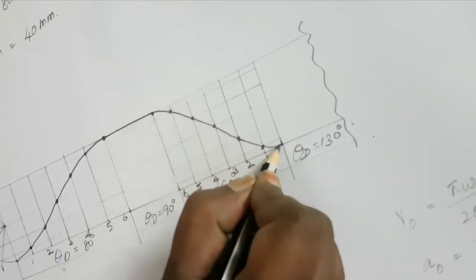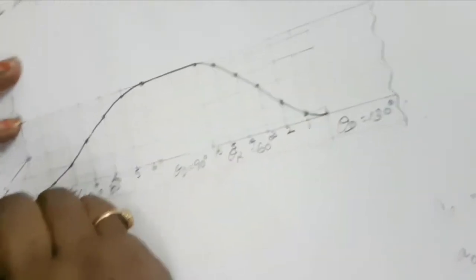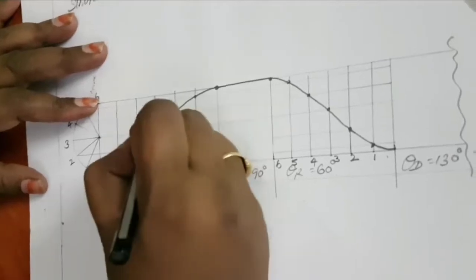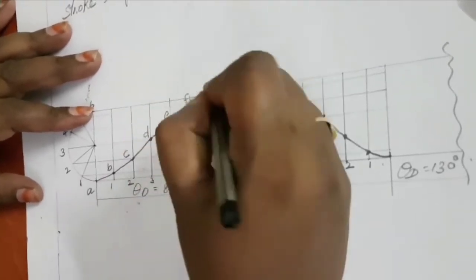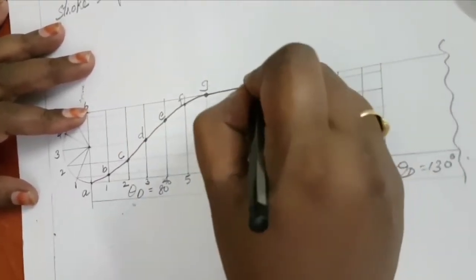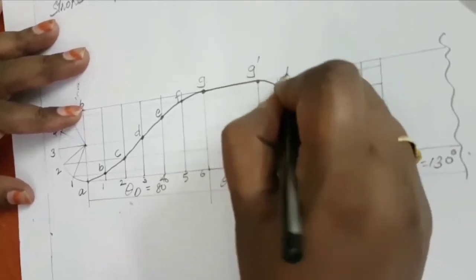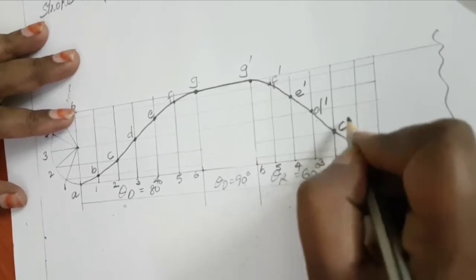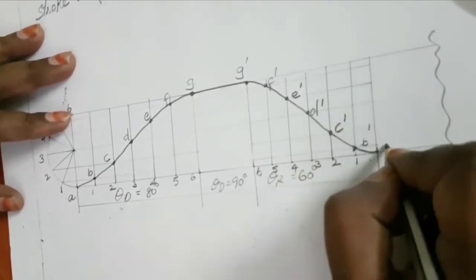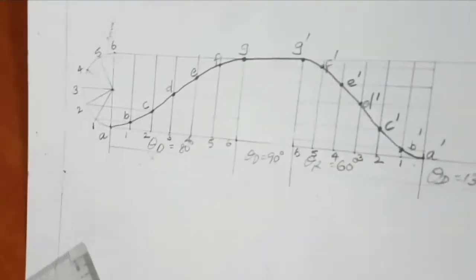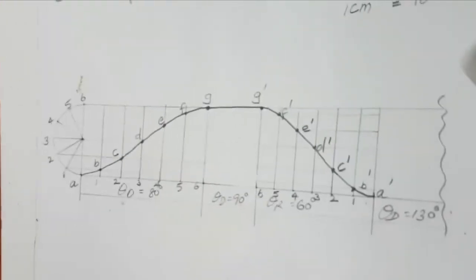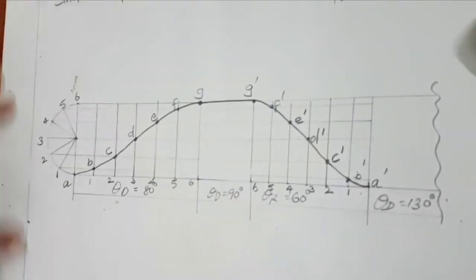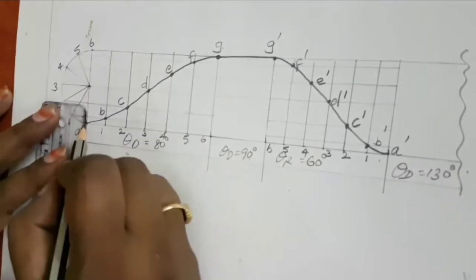Name this curve points with some values. So I am giving here A, B, C, D, E, F, G. Again you just make it here G dash because it is a return stroke. E dash, D dash, C dash, B dash, and then A dash. So this is your respective and required simple harmonic motion displacement diagram.